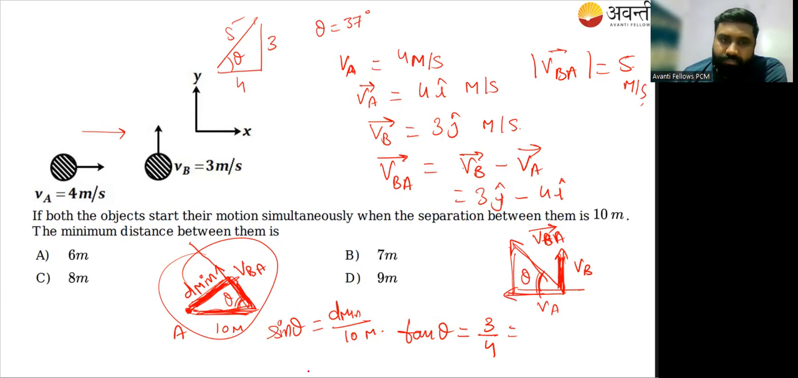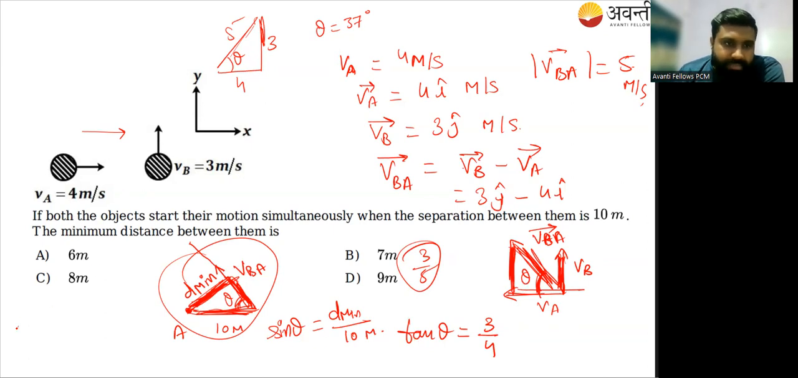Now sine theta, according to this, because theta is 37 in this angle, if you apply sine theta, this is the perpendicular and this is the hypotenuse, so it will become 3 by 5. This is the perpendicular and this is the hypotenuse. Now put the value here.